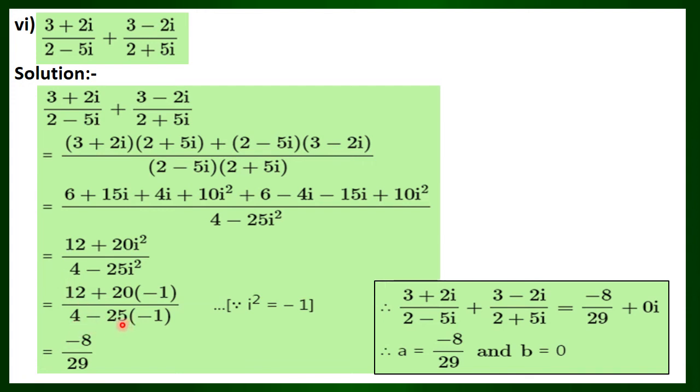Now this is a real number. We can write this real number in the form of a complex number as minus 8 upon 29 plus 0i. Then this is of the form a plus ib, where a is equal to minus 8 upon 29 and b is equal to 0.